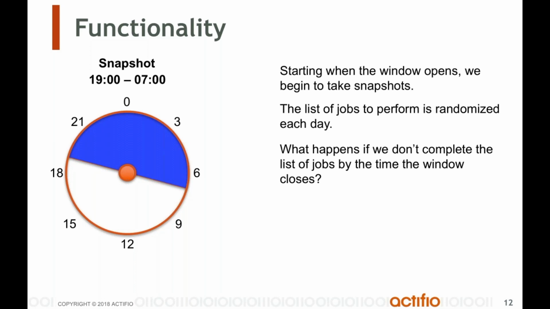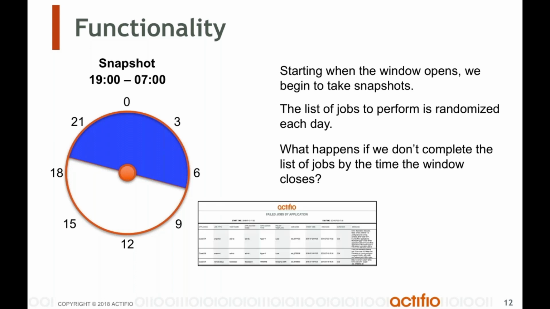Now, there are reports, of course, that are going to help you with this. So there is a report that lists job failures. The issue that we have here, though, is that if the window closes before we can complete all of the activity, then the job that did not get processed did not fail because it didn't run. So it's not going to show up on the failed jobs report.